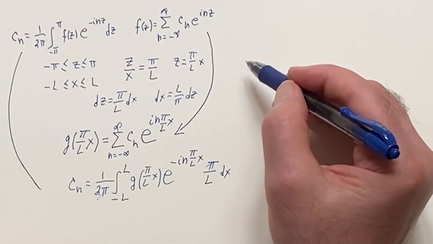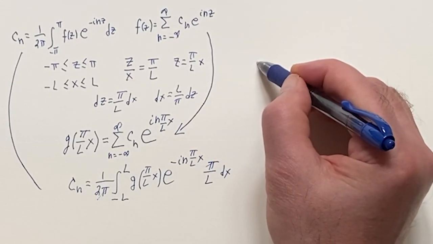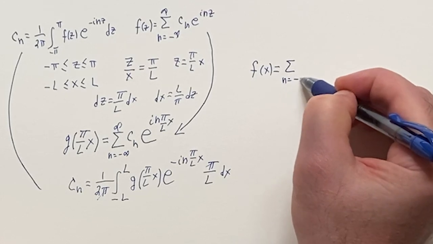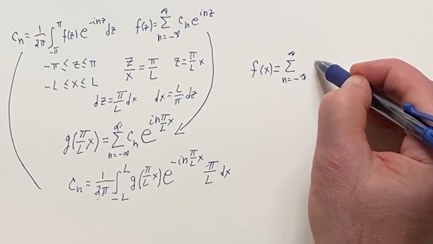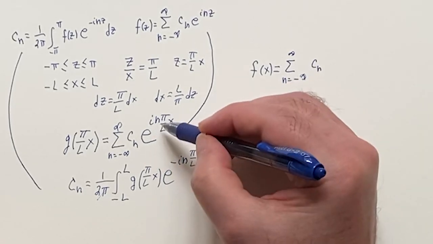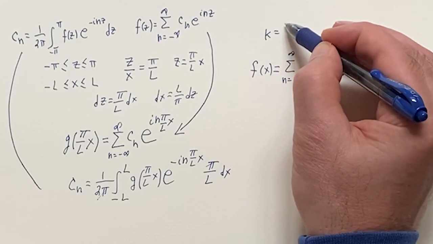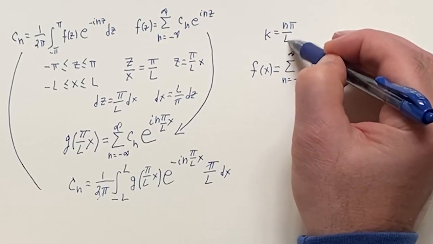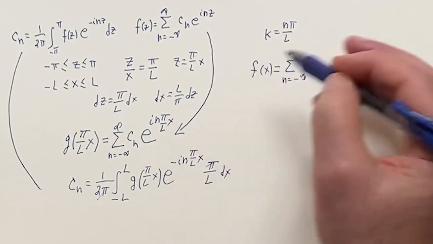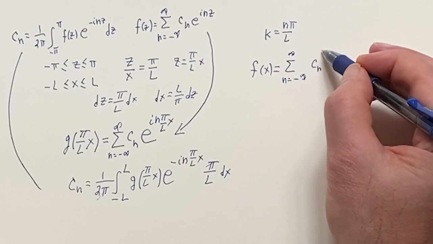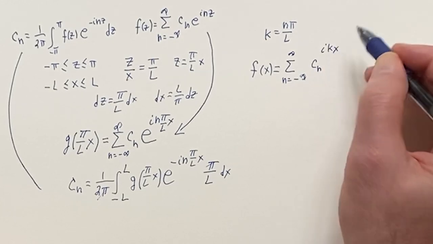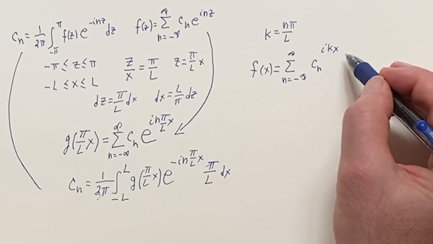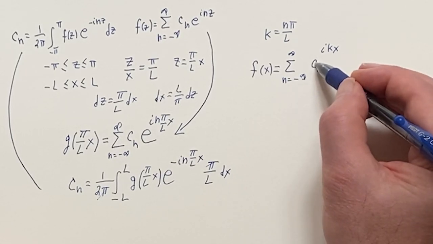Let's go ahead and now come back, making this an f of x. And this is negative infinity to plus infinity. And this is then cn. And here, nice definition: k is going to be equal to n pi over L. That means I'm going to have here i times kx, because n pi over L is going to be k. That looks kind of nice. All right. And the e.